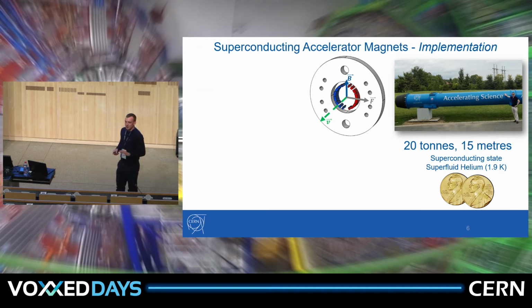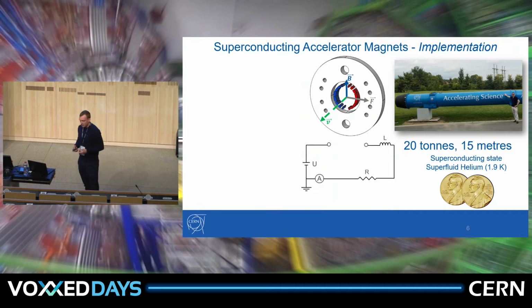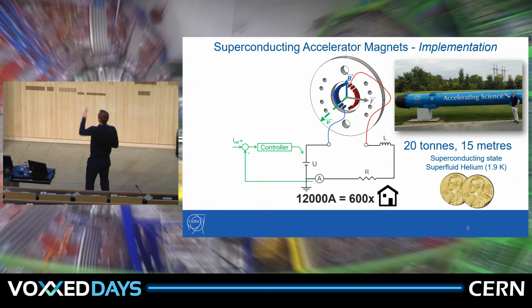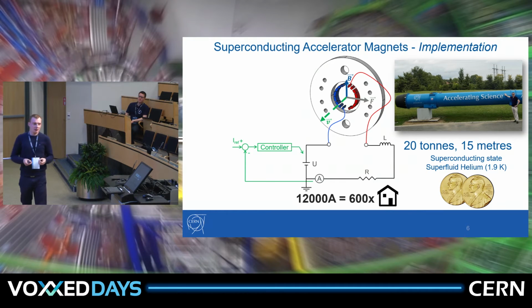These topics are anything but easy, and the research was awarded several Nobel Prizes. So it is quite a complicated machine, and we have 1,200 magnets like this, which are powered with a dedicated circuit. We have a certain current in the magnet, and for that we have a dedicated controller that shapes the current in the circuit, which then powers the magnet and gets the desired magnetic field. And this magnetic field has to follow the particles that travel up to the speed of light. And yes, the current in the magnet is 12,000 amps, which is equivalent to 600 households.